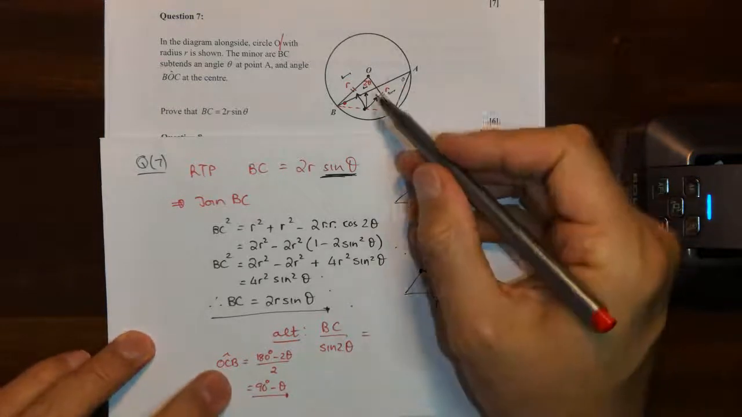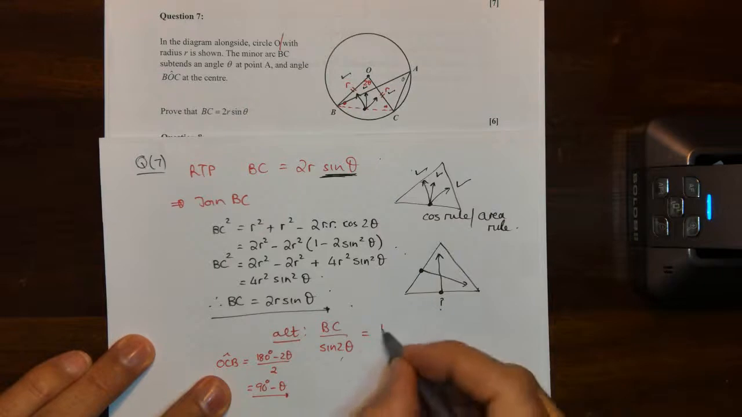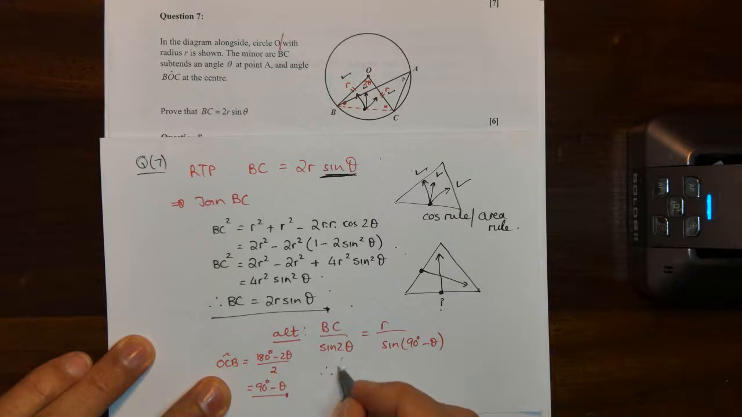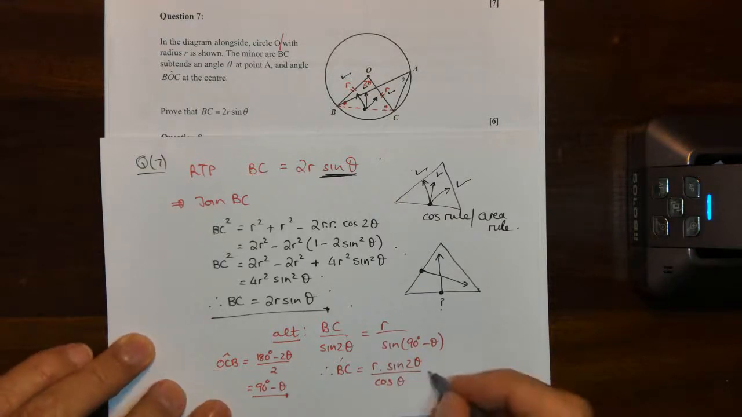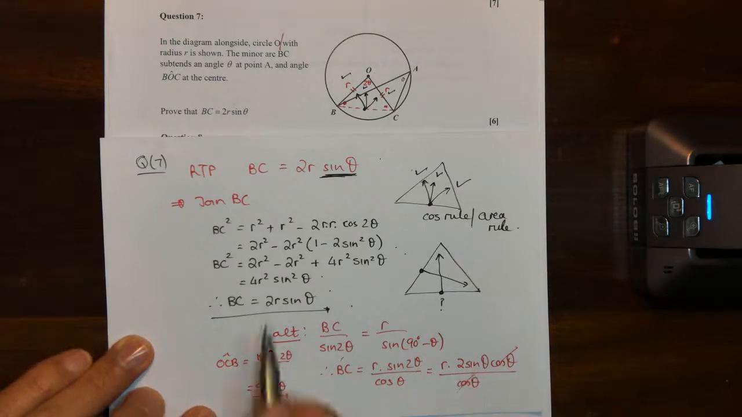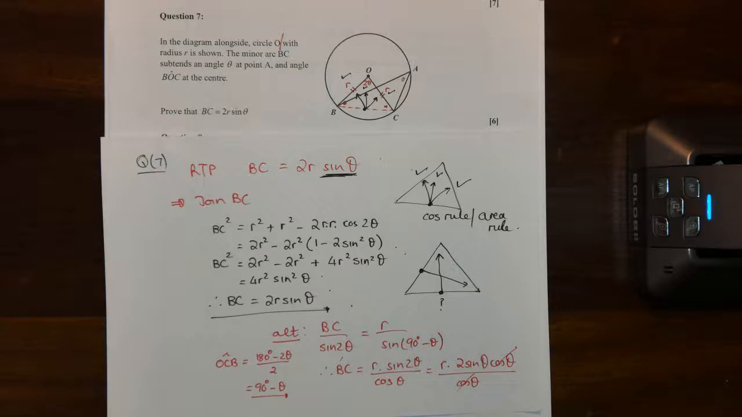Okay, so I have r over the sine of 90 degrees minus theta, and then BC will be r times the sine of 2 theta, that multiplies to the top, and this sine in the first quadrant is positive, because of the 90, becomes the cosine. So I have r times 2 sine theta cos theta over the cos of theta. The cosines of theta disappear, and I have what I wanted to prove. Okay, so either way you get to the same answer.